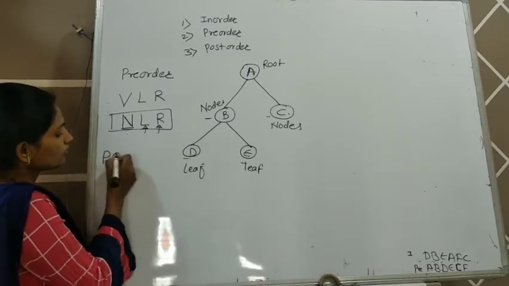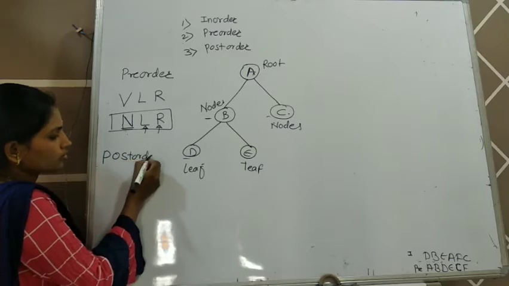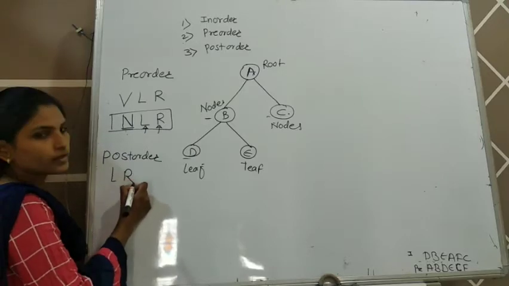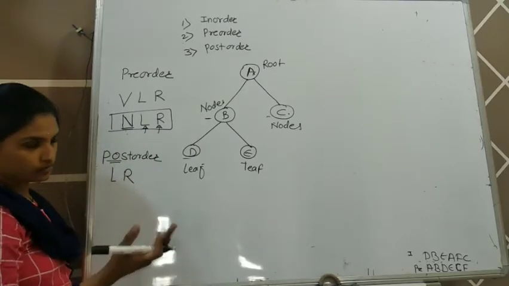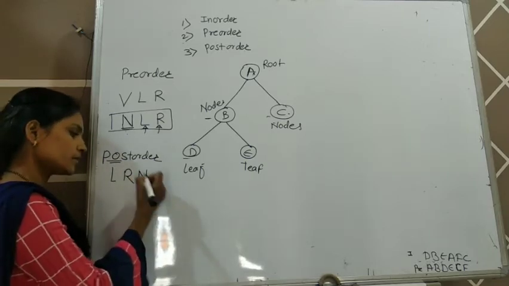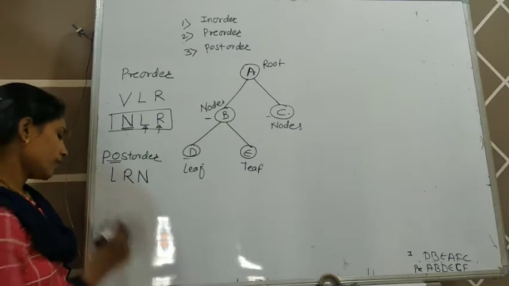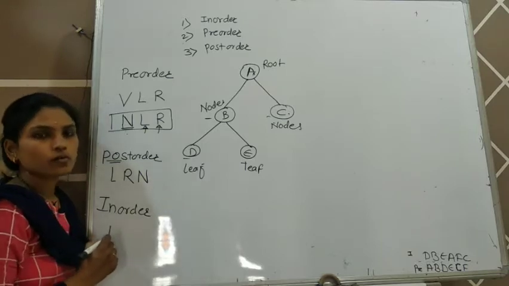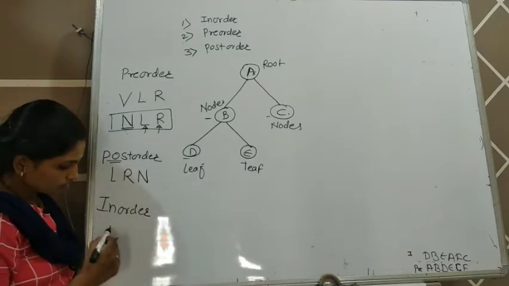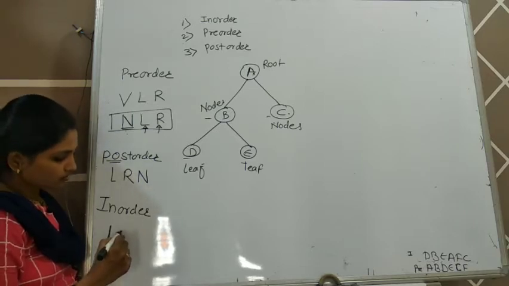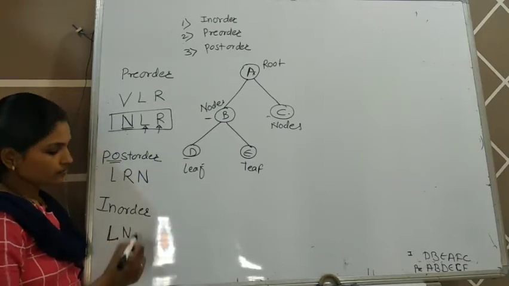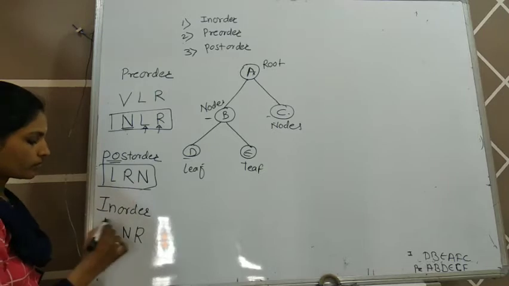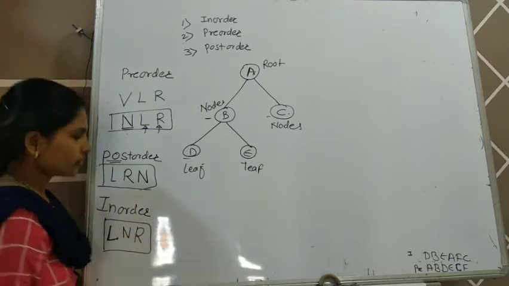Similarly, for post order, you will go on the left side first, then right, and as it is post, so after that you will visit the node. And for in order, it is the middle condition. First, we go on the left subtree. The left subtree is traversed first, then the node is visited, and then it will go for the right subtree. So these things you have to remember while doing tree traversal.